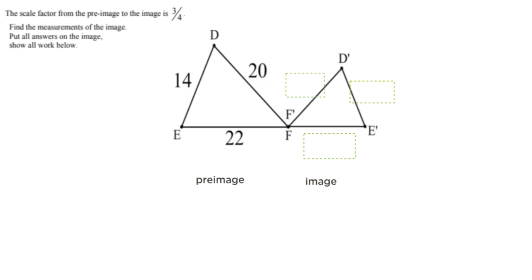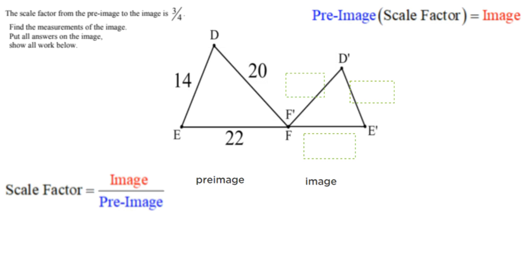Well, what if we give you the scale factor? Could you find some missing side lengths for your image from the pre-image? So here we know that the scale factor from the pre-image to the image is 3/4. Could you find the 3 missing measurements of the image? Well, again, the scale factor, we know it's a comparison of the image to the pre-image, and that's 3/4. We also know the pre-image times the scale factor equals the image.